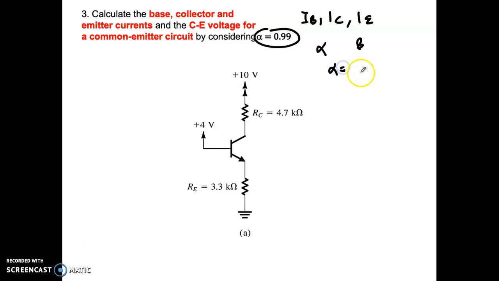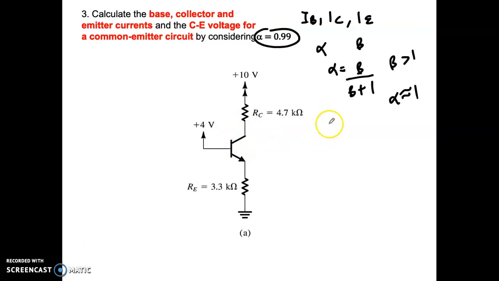So the derivation is in the previous video where beta is the common emitter current gain. So alpha equal beta over beta plus 1. So beta must be more than 1, let's say 50, 100. But alpha must be almost equal to 1. So that's why you see the value here 0.99.